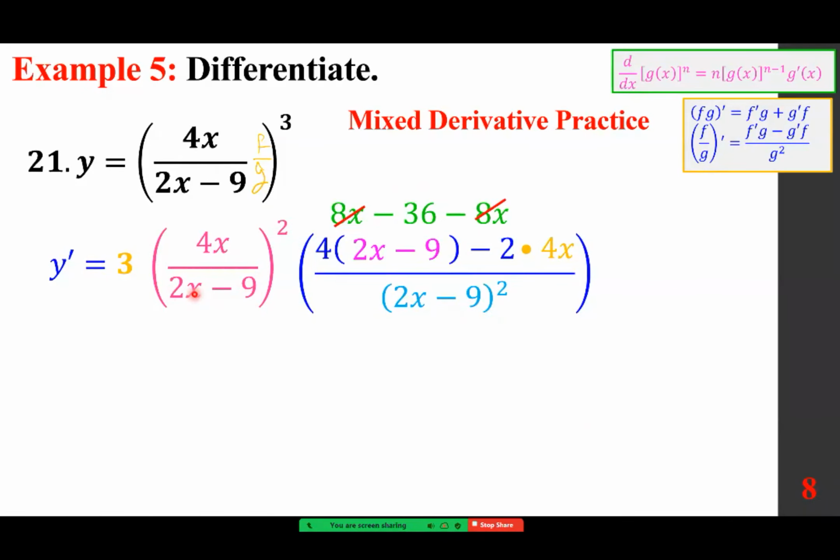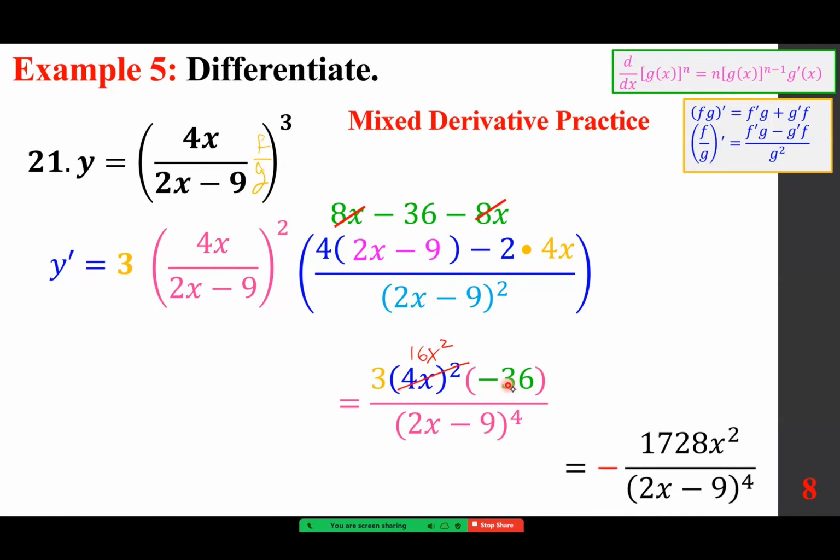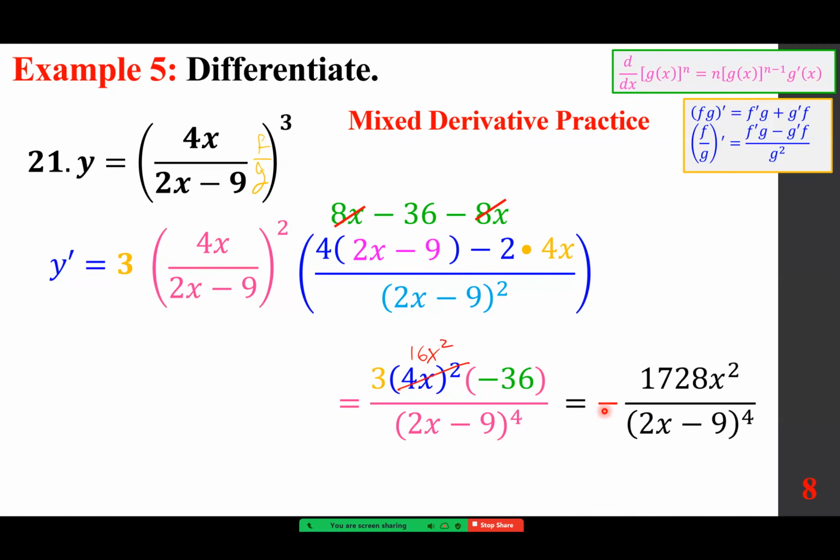So what's in the denominator? 2x minus 9 to the second power, and then 2x minus 9 to the second power. You add up the exponents, you get 2x minus 9 to the fourth power. So here's 3 at top, here's 4x quantity squared at top. This whole thing is negative 36, and this one has an exponent 2, the same thing here, they add up to 4. And now, of course, this is 16x squared. The product of these 3 gives us minus, see we have the sign negative, 1728x squared in the numerator.